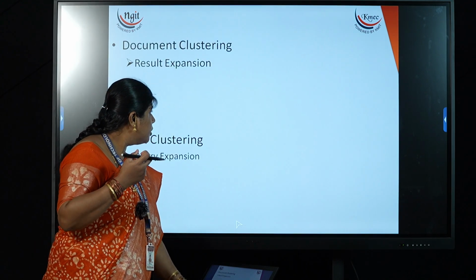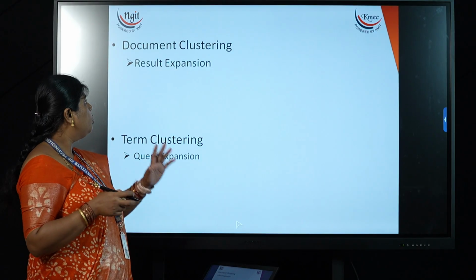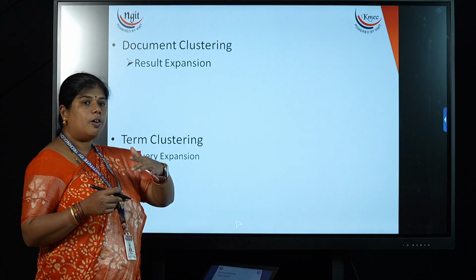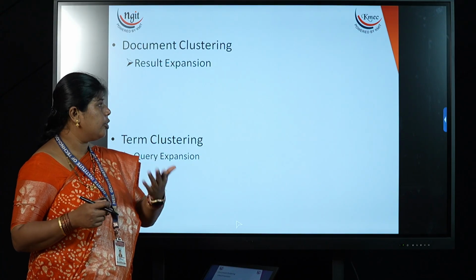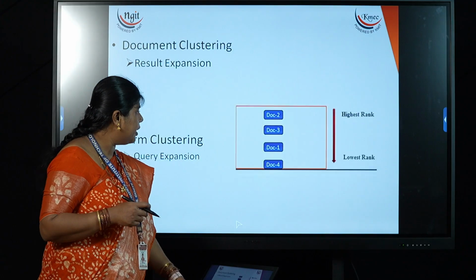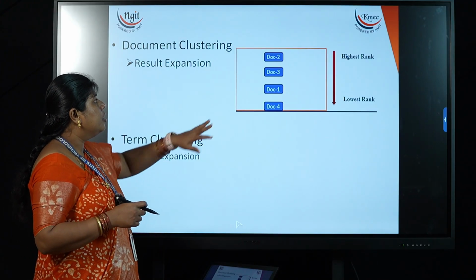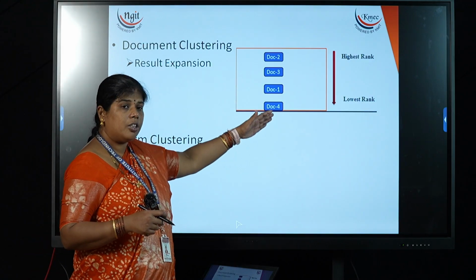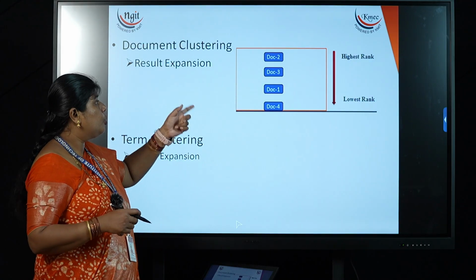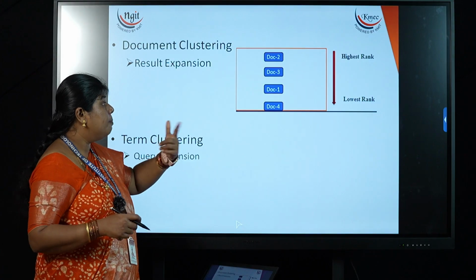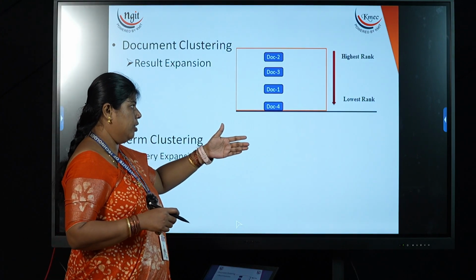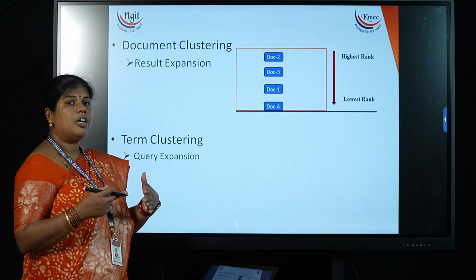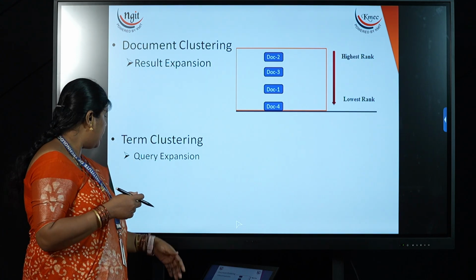So we have seen 2 types of clustering. One is document clustering, in which whatever result you get for your query will be expanded. Actually only document 2 is relevant to my query, but I am getting all the remaining documents in the cluster to which document 2 belongs. Based on what? Ranking. The remaining documents in the cluster should be ordered according to the ranking.